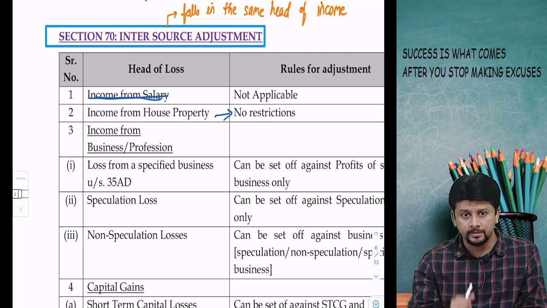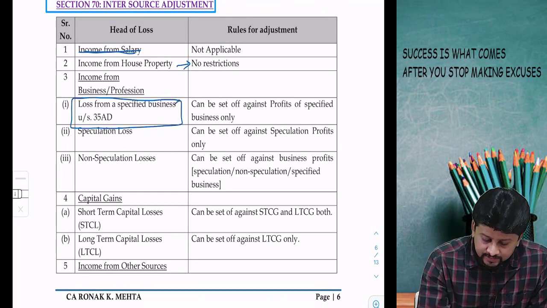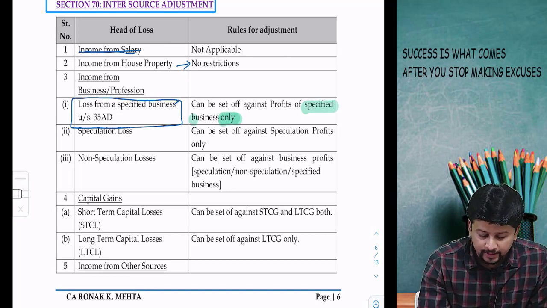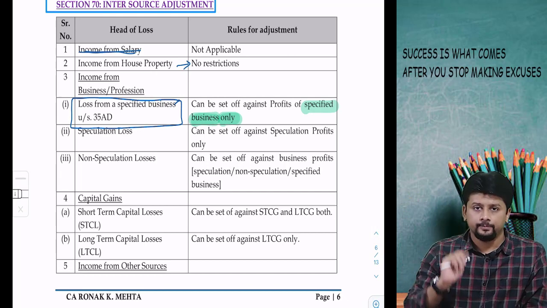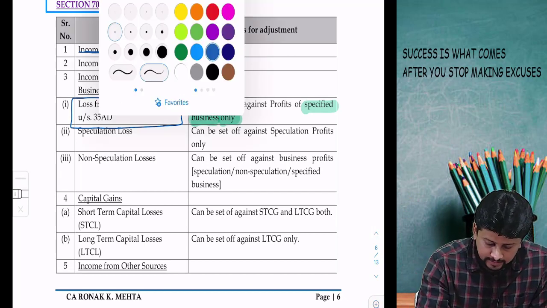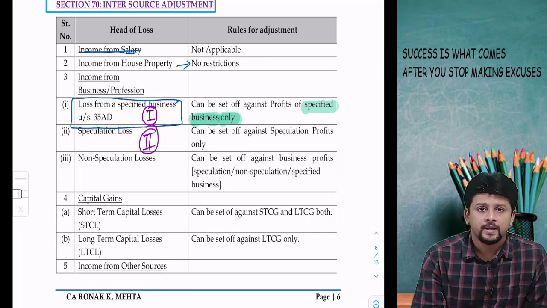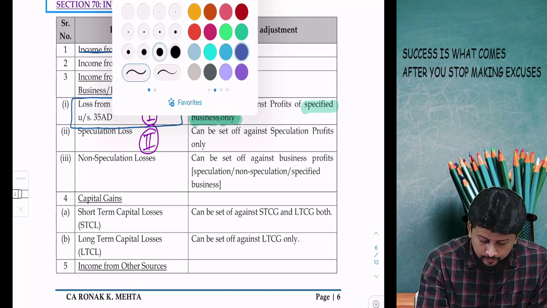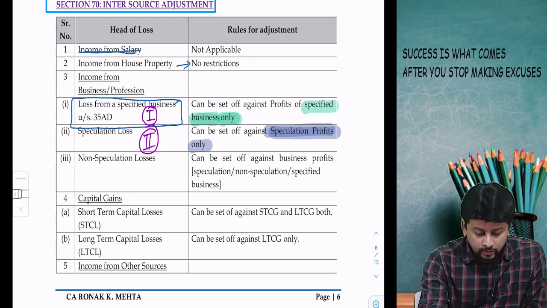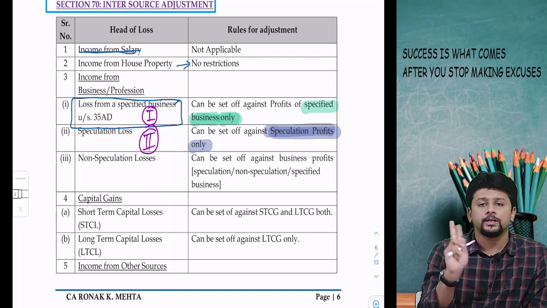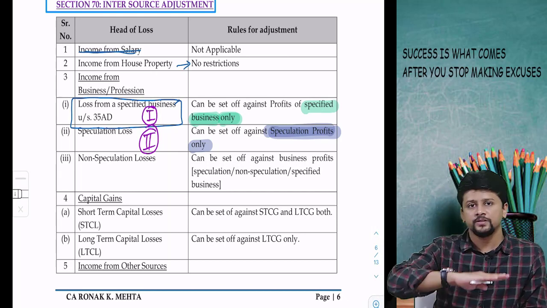Finished. PGBP. If you have a loss from a specified business under 35AD, then it can be set off only against profits of specified business. So 35AD loss can be set off against 35AD specified business profit only. So this is restriction number 1 to remember. Restriction number 2, speculation loss. Speculation loss can be set off only against speculation profits. So if you have a speculation loss, you require a speculation profit to be able to set off that loss. Speculation against speculation, specified against specified. Speculation loss against speculation profit, specified loss against specified profit.